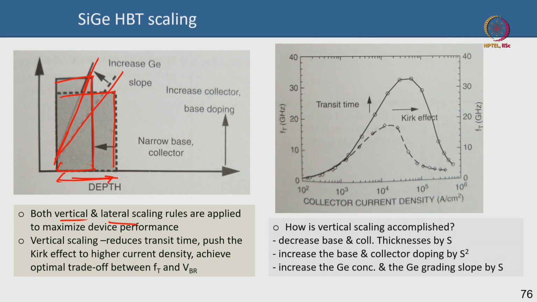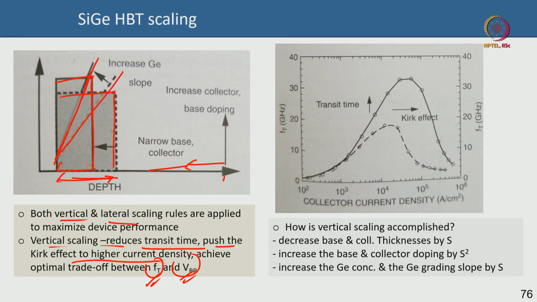Similarly your collector was wide, now you have a narrow base and a narrow collector. So vertical scaling, when you scale the thicknesses of the epi layers, helps reduce the transit time because the thicknesses are reducing, and your Kirk effect will get pushed to higher current density. Okay. And it helps you achieve an optimal trade off between the cutoff frequency and the breakdown voltage. You have to be very careful when you shrink the device vertically, because the cutoff frequency will improve, but the breakdown may become worse because you are reducing the vertical dimension, your breakdown may happen sooner. So that trade off is very important.